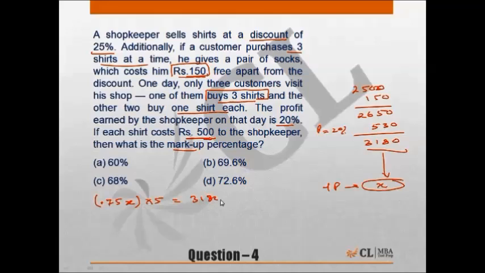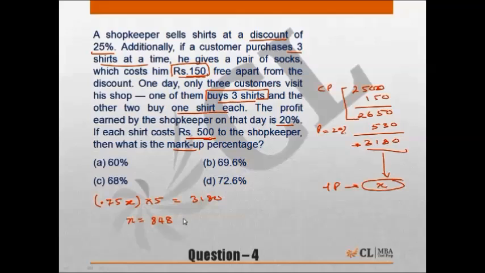Because the cost price of 5 shirts was 2500 plus 150 rupees for the socks, the effective cost price becomes 2650. 530 is the margin profit that he's earned, which is 20%. So his effective selling price is 3180. So this should be equal, and hence solving this you'll get that x is equal to 848.